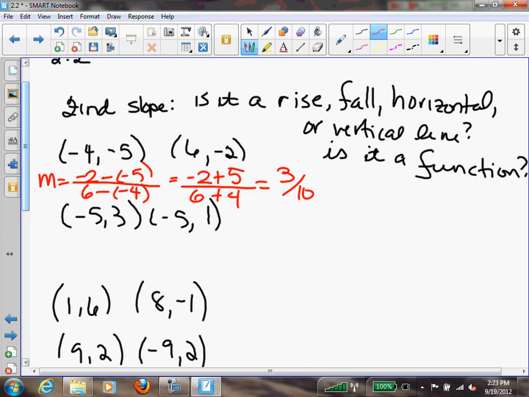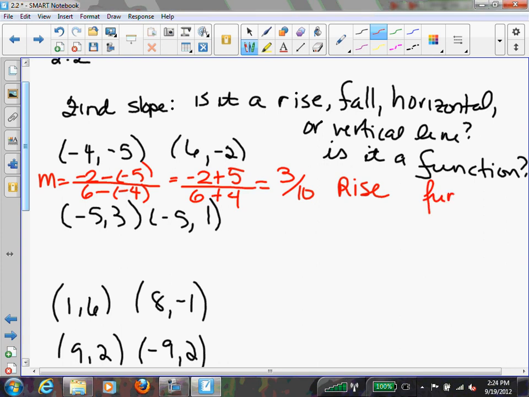10. Would you say that this is a rise, a fall, horizontal, or vertical? Because the slope is positive, it's a rise. Is it going to be a function? Sure. And it's a function. Okay, the next one.